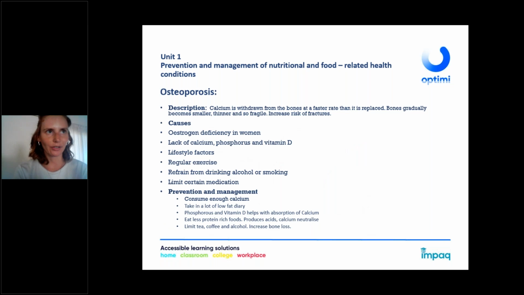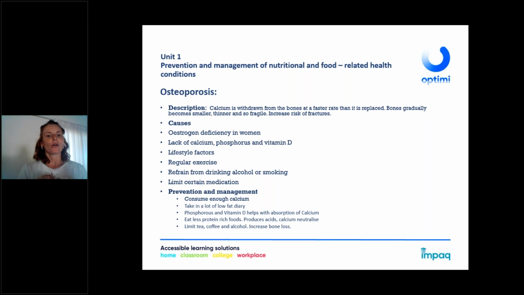Okay, osteoporosis. So, osteoporosis, bones. It has to do with bones. Bones have to do with calcium. So there are three things that you can remember: osteoporosis, bones, calcium. Osteoporosis is when calcium is withdrawn from the bones at a faster rate than you're actually replacing it. So gradually this bone becomes smaller and smaller and smaller and very fragile, and that increases your risk of fractures. Okay, so someone who has osteoporosis has a high risk of getting fractures or bumps or getting bruised.